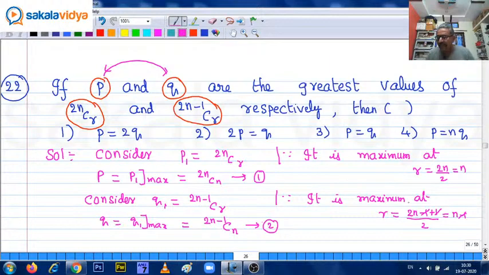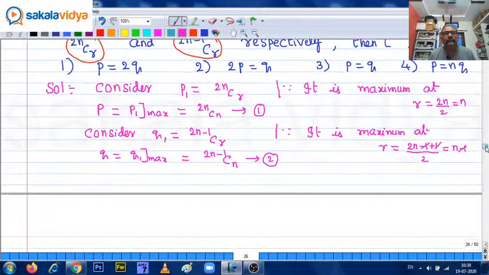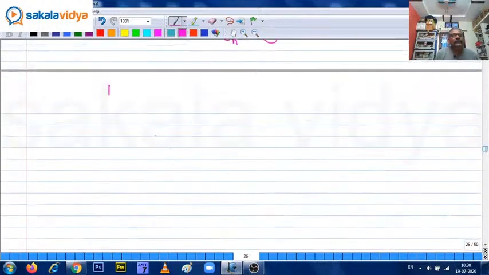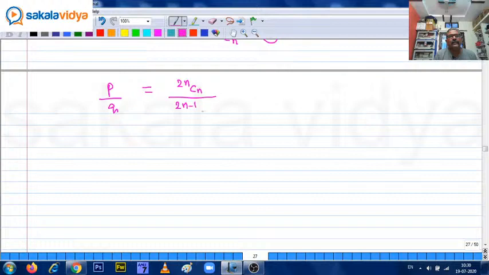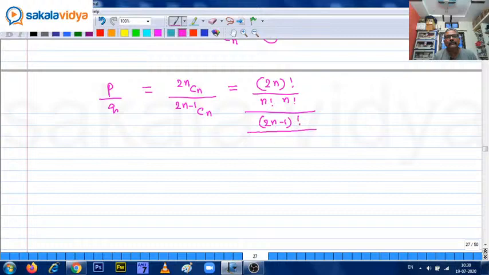Okay, let us find out now P by Q. Consider P by Q. P is 2n Cn upon 2n minus 1 Cn. This 2n Cn can be written as 2n factorial upon (2n minus n) factorial, that is n factorial and n factorial. Upon this will be 2n minus 1 factorial, n minus 1 factorial, and n factorial. This we need to simplify.